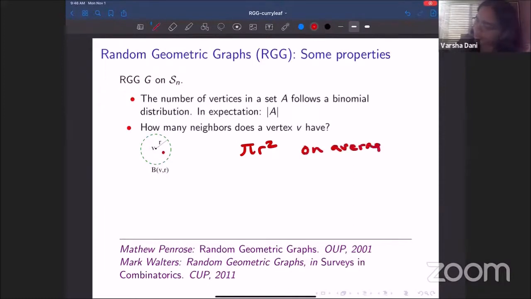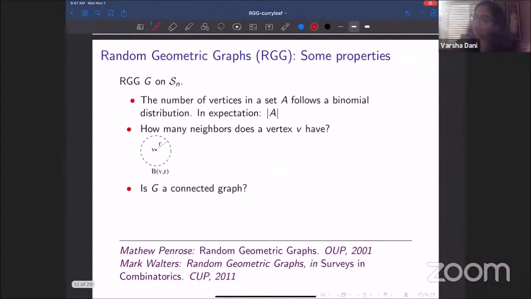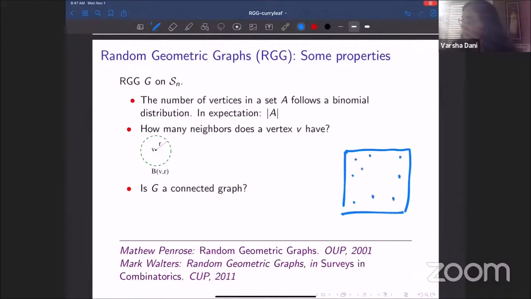On average, it has pi r squared neighbors. And finally, one other question of interest is, do you get a connected graph? Well, if you've got a square and n is very small, then maybe you don't get a connected graph because points are far away.